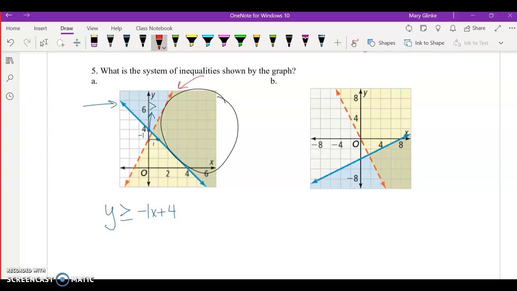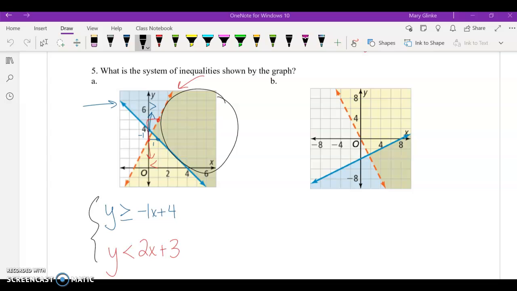For my red one, my y-intercept is 3, and my slope here, I go up 2 over 1, and it's not equal to because it's a dashed line, and I shaded everything below, which means it's less than.